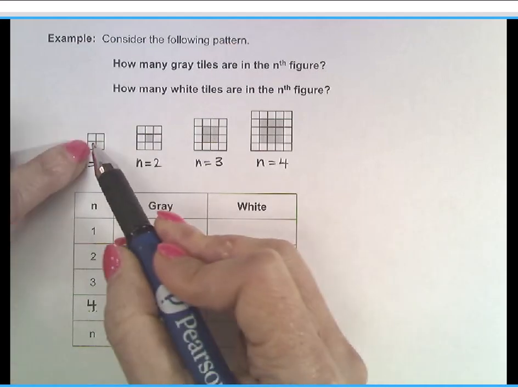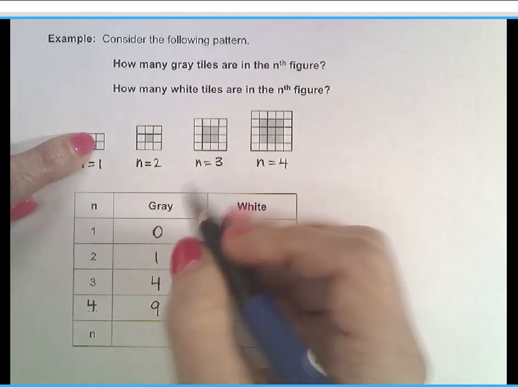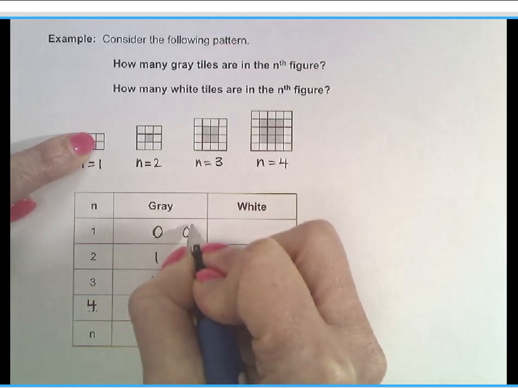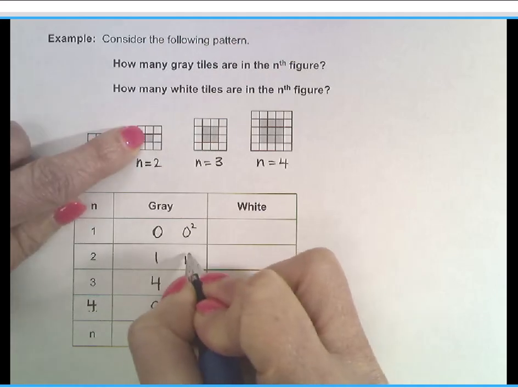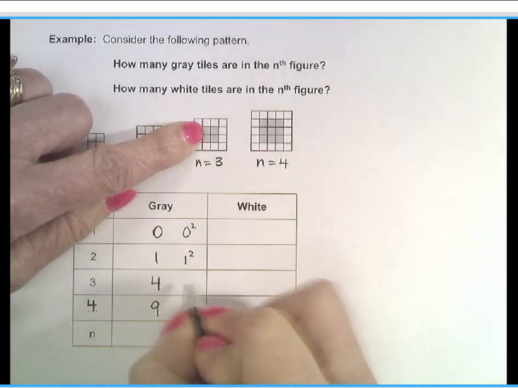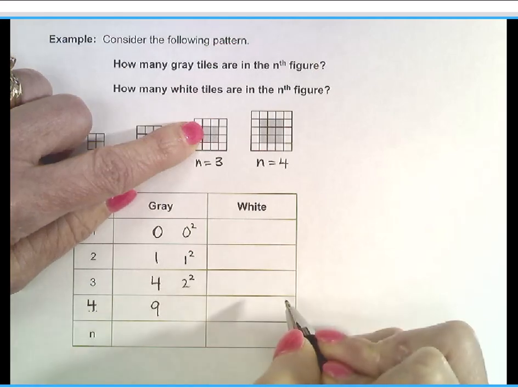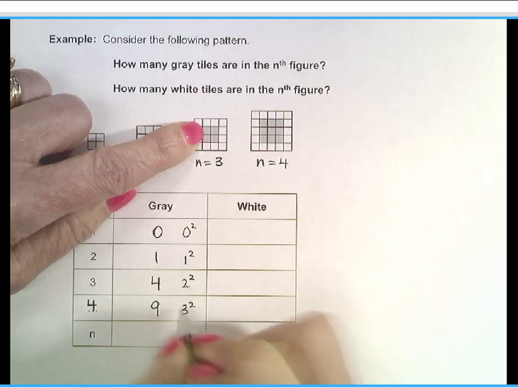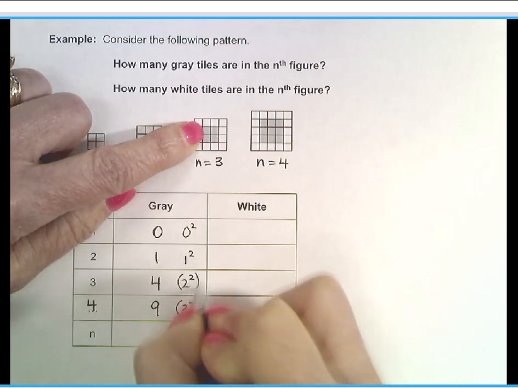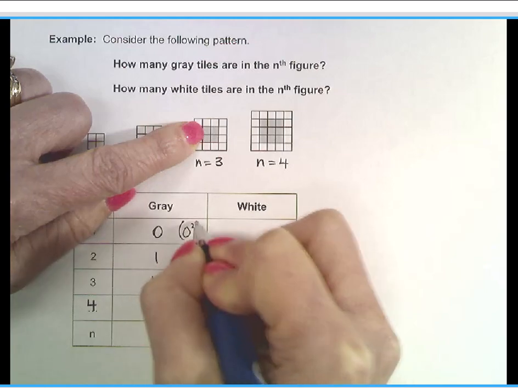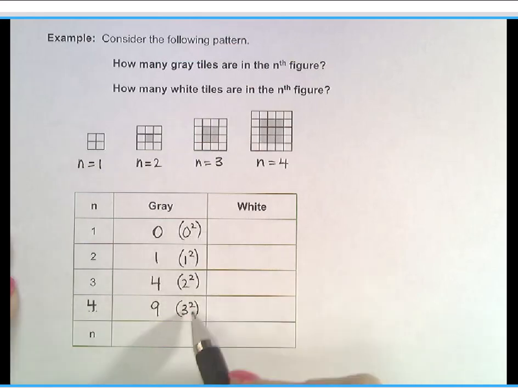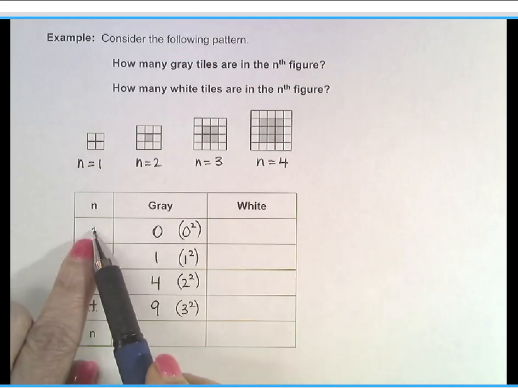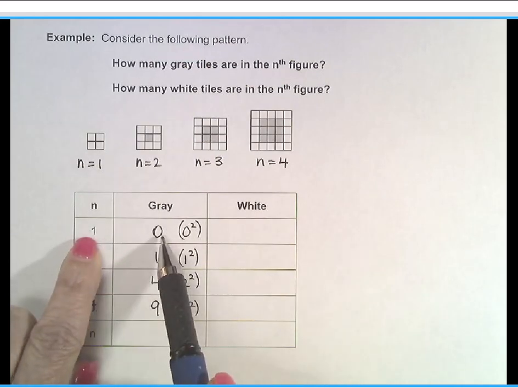And you have nothing in the first one. It's like a little 0 times 0. It's like a little 0 square in the middle. And this is a little 1 by 1 square. And this is a 2 by 2 square. And then a 3 by 3 square. I'm just trying to figure out how the shape that I see, the square, can help me figure out what the pattern is. So look at the position and look at the number of tiles.